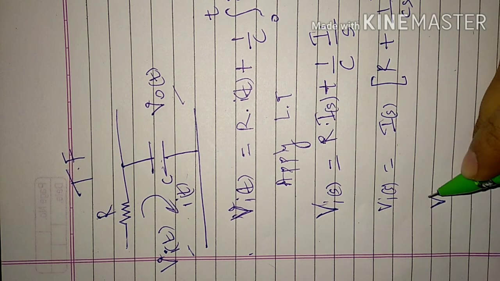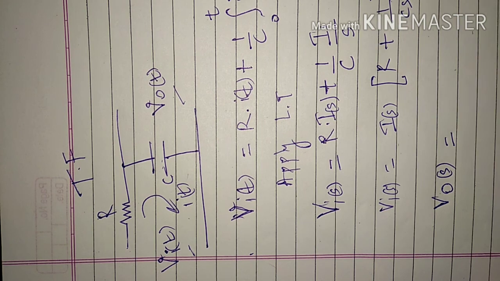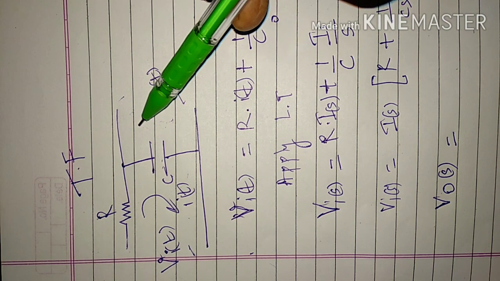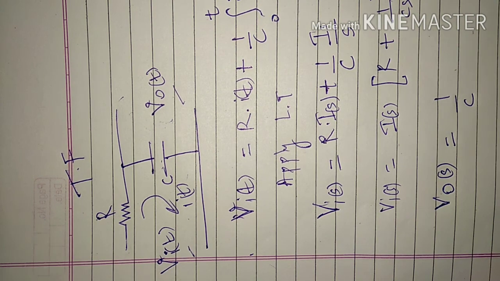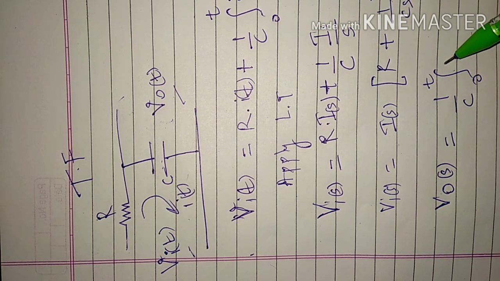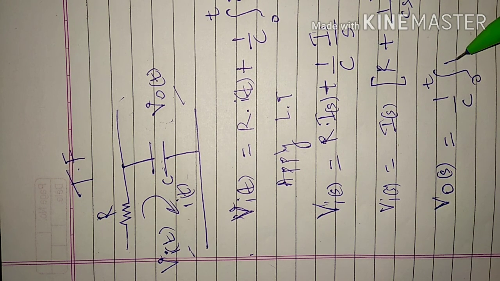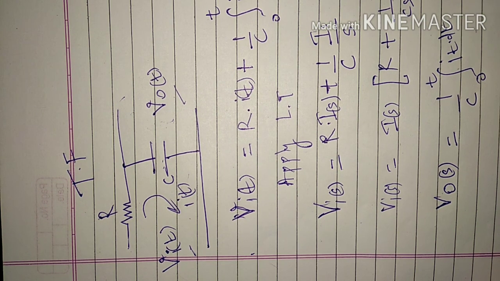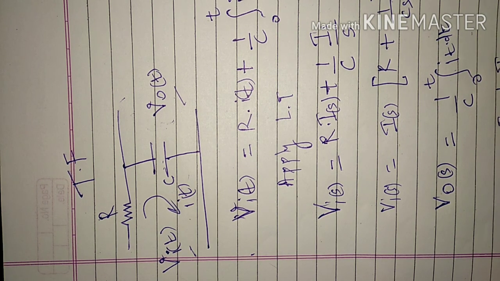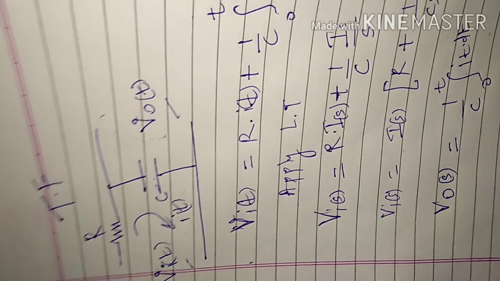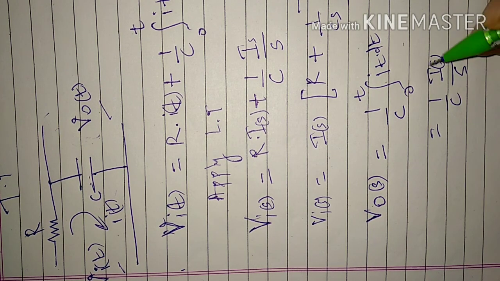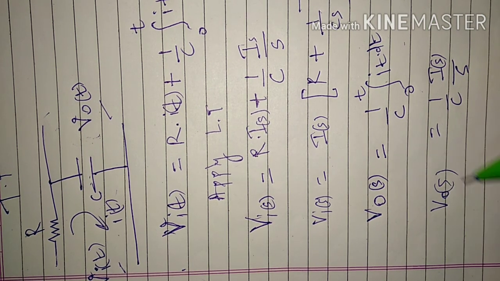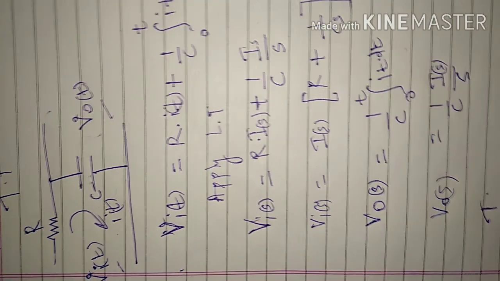next, V_o(s) equals the output loop. Output is nothing but this loop. This is the output loop, 1 by C integration 0 to t, the output across the capacitor. 1 by C integration of 0 to t i(t) dt is 1 by C I(s) upon s. This is V_o(s).